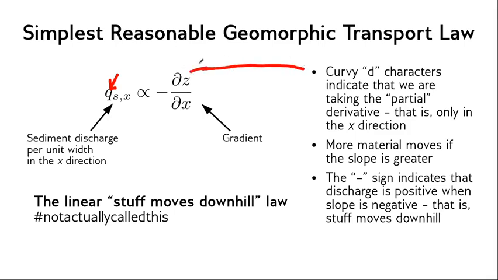And if you're not familiar with these curvy d's, it's a partial derivative. It just means that we're ignoring any other dimensions. And so we're just really kind of focusing, let's say, on a hill that looks like this and what's happening down this way. But we don't really care what's happening in this direction or in this direction. We're just going to focus on the one-dimensional problem. And this symbol right here just means proportional to.